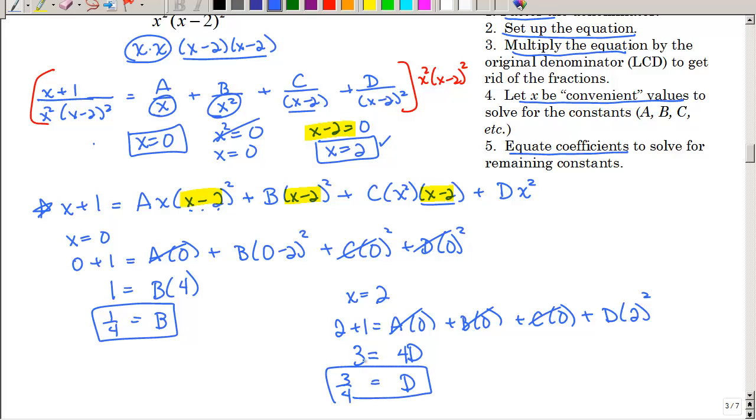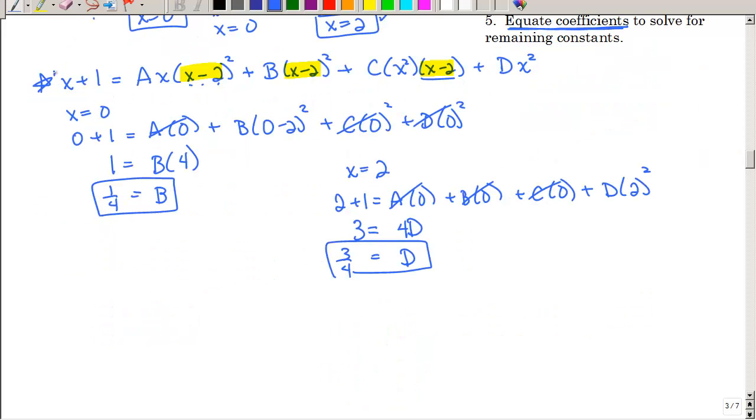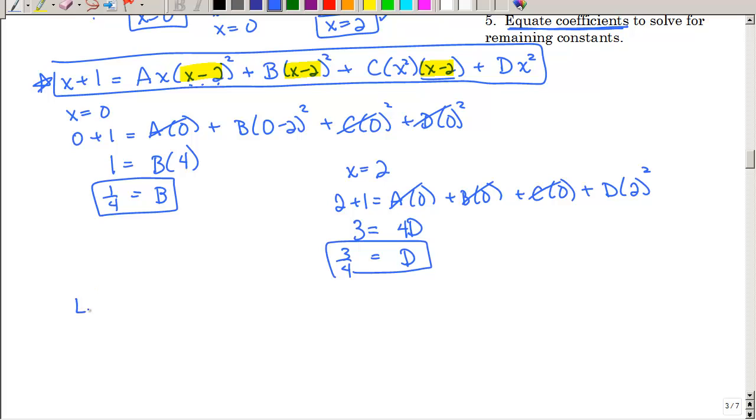So great. I have B and I have D, but how do I find A and C? I need to equate the coefficients. That's going to be the ugly part. So what I'm going to do is take this equation and expand it, meaning I'm going to multiply all of that out.